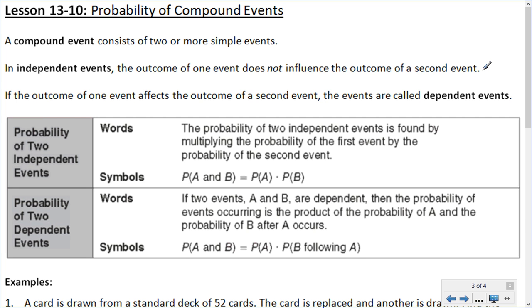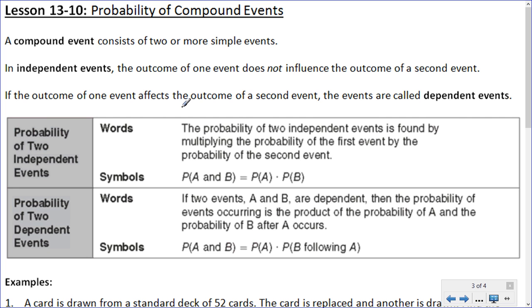Also, anything where something is drawn out of a bag or out of a deck of cards or anything like that, and then put back in before drawing another one, the contents of the bag or the deck of cards doesn't change for the second thing that's drawn because the first one was put back.